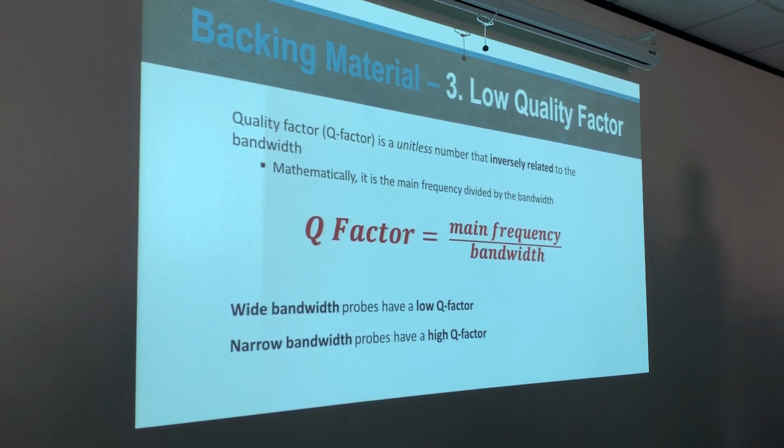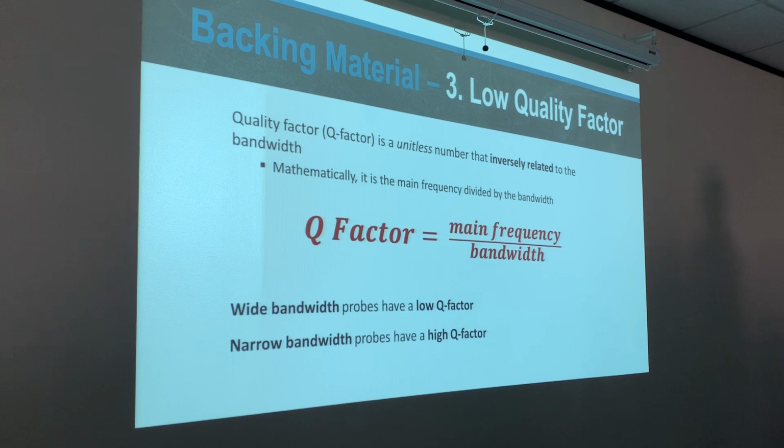If we want high quality, it's going to operate more at the main frequency. Narrow bandwidth is more likely to operate at the main frequency because it has fewer ranges of frequencies. When we talk about bandwidth being the difference between those two, we're just trying to determine what the quality of this sound is. The main frequency over the range of frequencies will give us the quality factor.